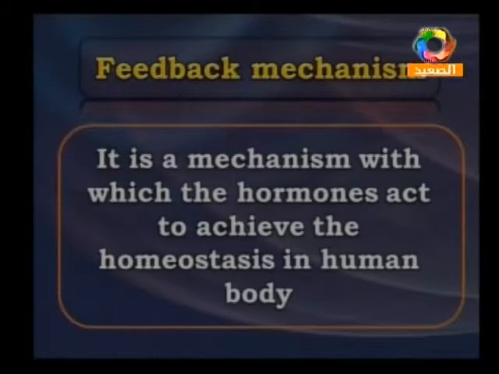From its name, the feedback mechanism is an automatic activity that happens in our body. It is a mechanism with which the hormones act to achieve homeostasis in the human body. It's the automatic response inside our body, carried out by hormones, to achieve homeostasis in the human body. To make what? To control the hormones and the activities in our bodies.